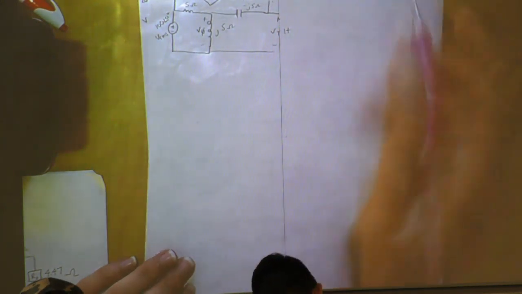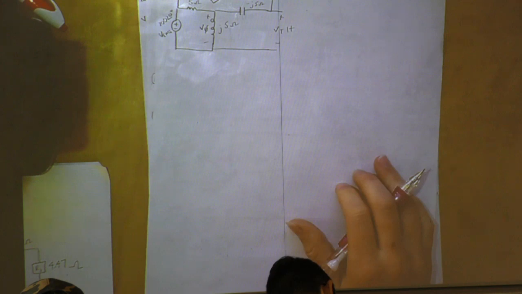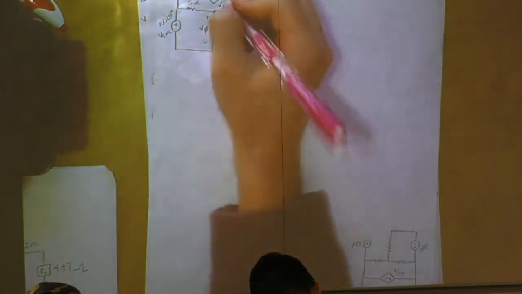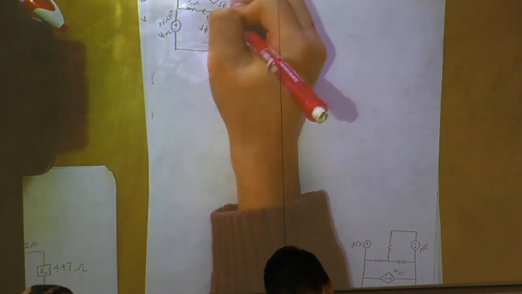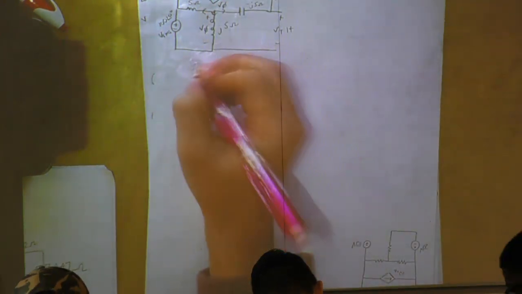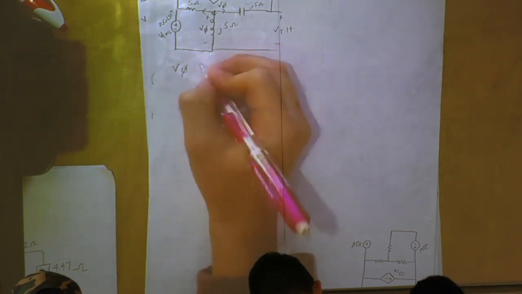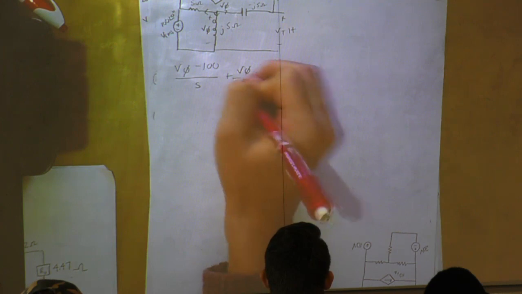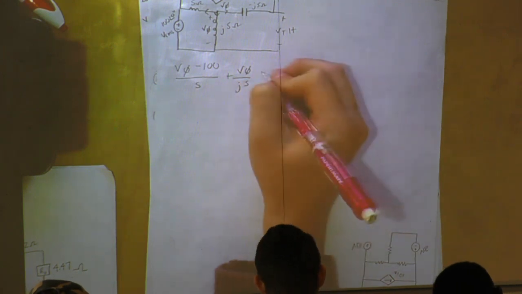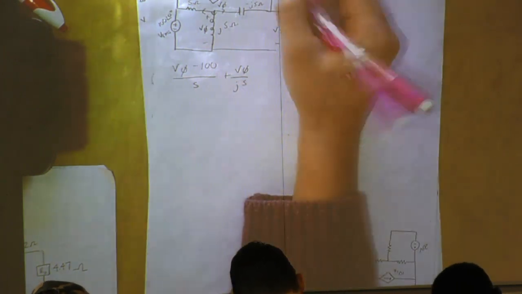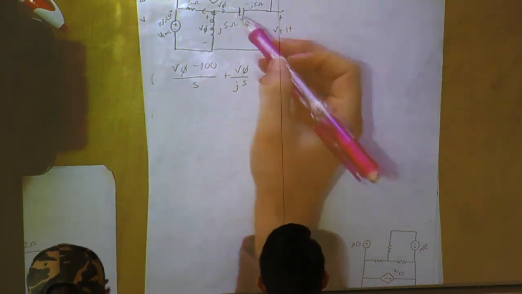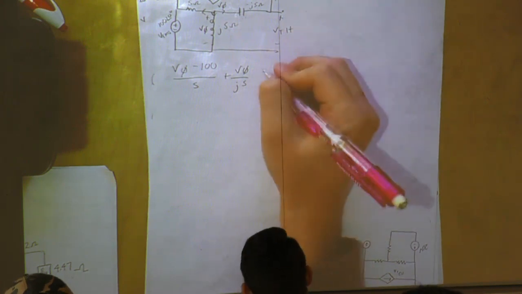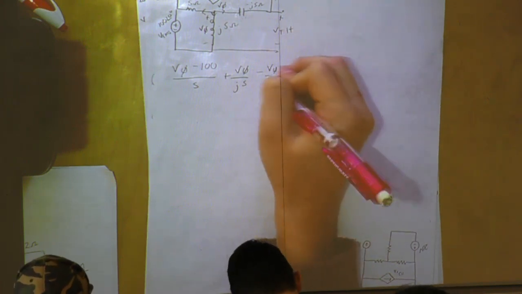So first we'll find V_TH. This is our V phi here. So V phi minus 100 all over 5 plus V phi all over j5. And then our current, remember V_TH is an open circuit, so this dependent source current up here is actually current coming in here. So we can do minus V phi all over 10.